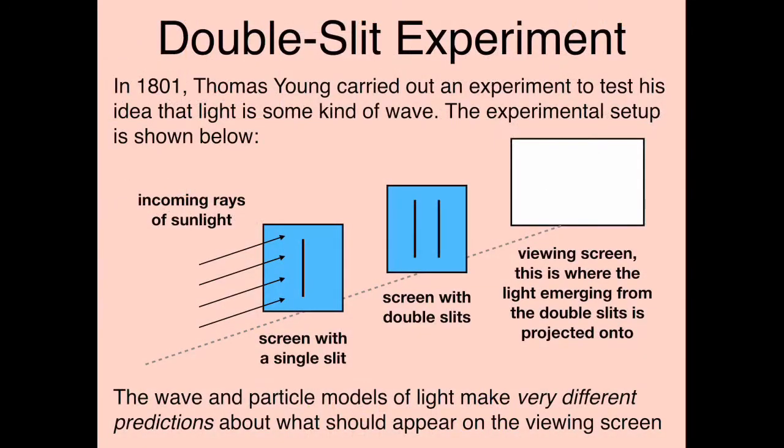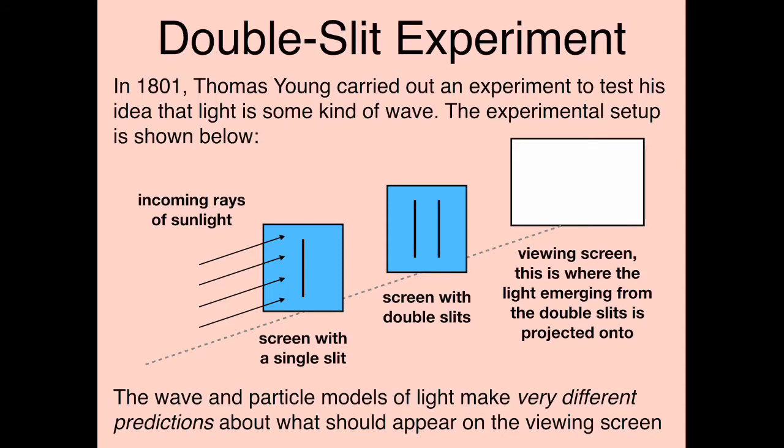And so that takes us to the double-slit experiment. This was an experiment that was carried out for the first time in 1801 by Thomas Young. And his goal was to test his idea that light is a type of wave. So Thomas Young was a believer in the wave model of light, and he wanted to prove that to other people by carrying out this experiment.